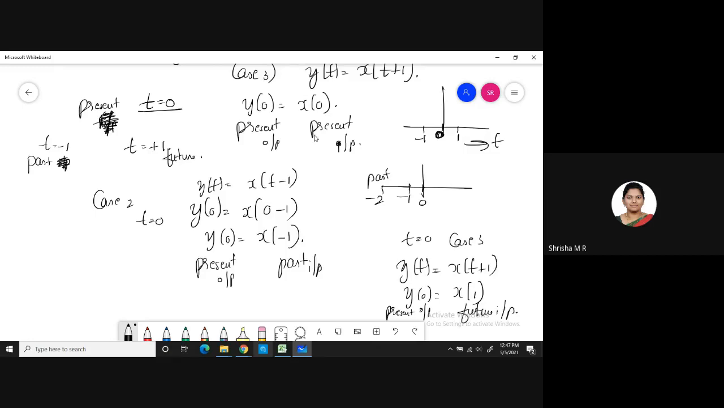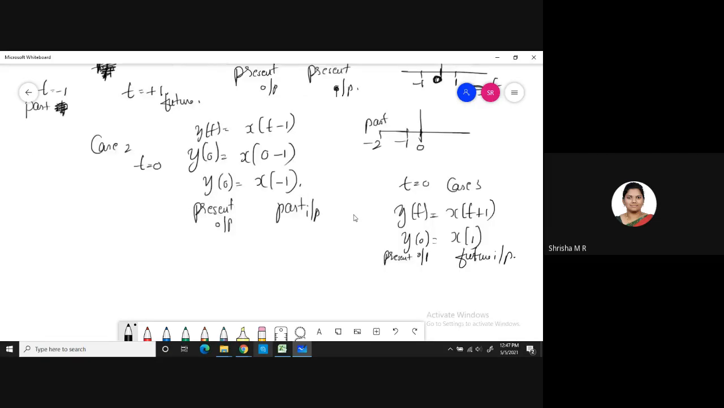Okay, so if you understand these 3 cases, it will be easy for you to solve problems on categorization of systems. What you have to do is basically put t = 0 in the relations given to you, and understand what you are getting. If y(0) = x(0), then present output is depending on present input. So this will be easy for you to categorize systems. What types of systems you can categorize using this method, case 1, case 2 and case 3.